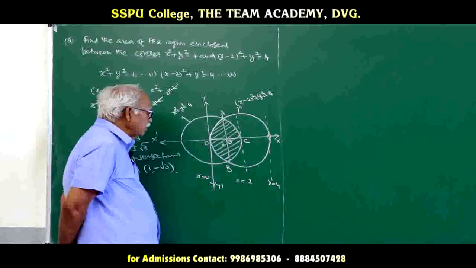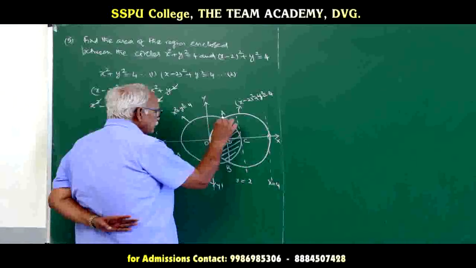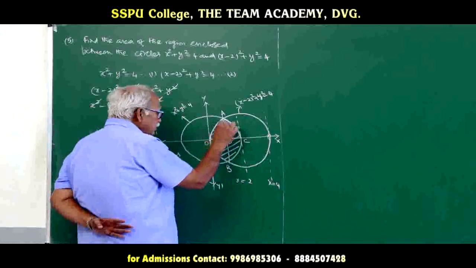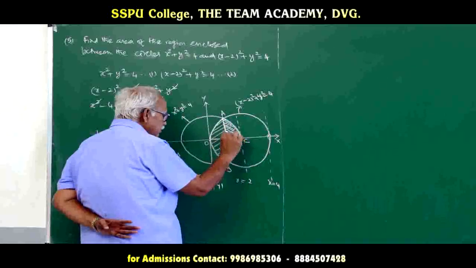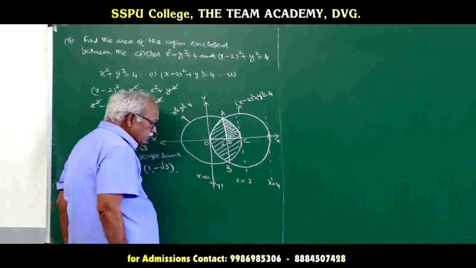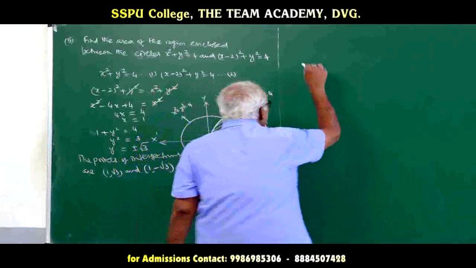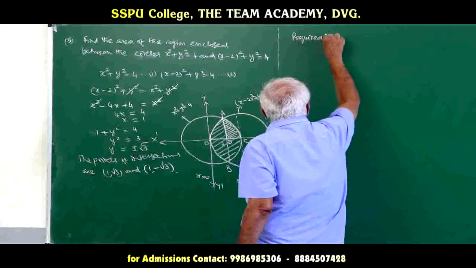So, we will get it, but here we get two curves. One curve is this and another curve is this. So, two curves are there. So, we have to split the area into two areas, because the two curves are involved. Now, let us go to the required area. How to get the required area?